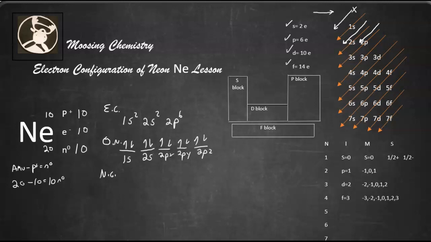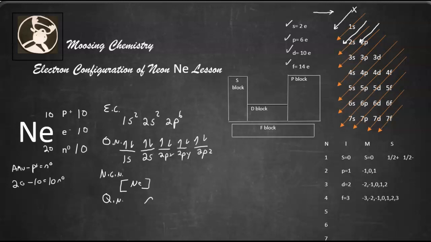Noble gas notation. Guess what, guys? Neon is a noble gas. So you're just going to write Ne. There it is. There's that noble gas notation. That's it, right? All right, so now let's look at our quantum numbers.